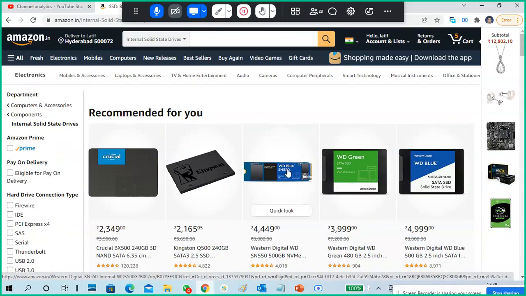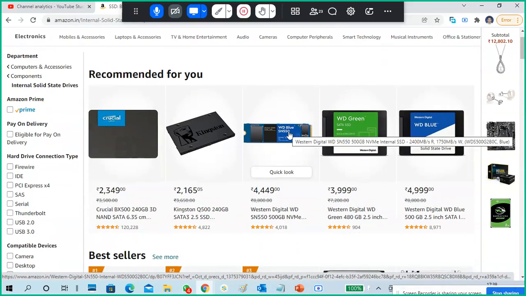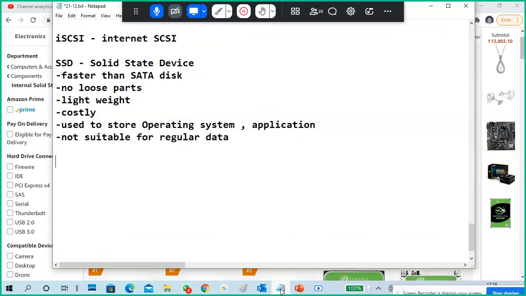So SSDs are very costly. Instead of 500 GB, you are getting 2 terabytes. Instead of 240 GB, you are getting 1 terabyte of disk space. So then why do you buy this one? It is not a waste. It is for the operating system and applications, faster booting, faster access, faster response of the system. So that is the main thing.